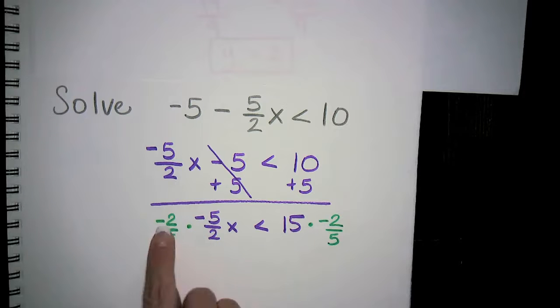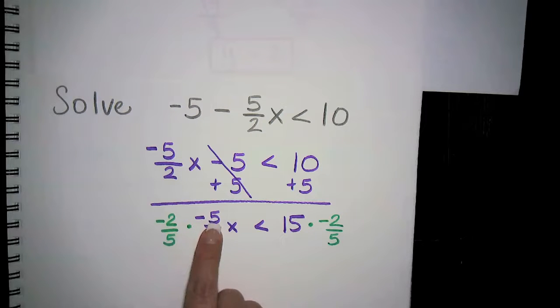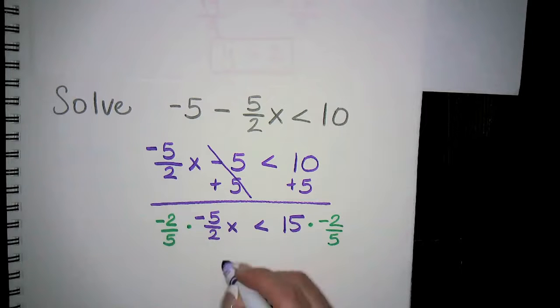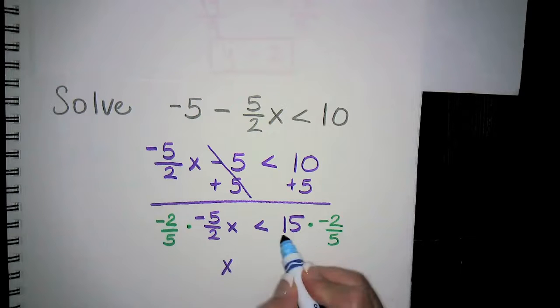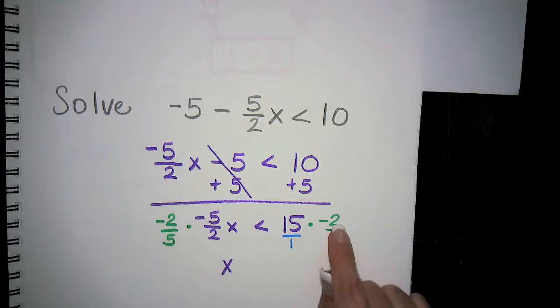Now watch what happens over here. Negative 2 times negative 5 is 10. 5 times 2 is 10. 10 divided by 10 gives me 1x. See, they cancel each other out, and so I'm left with 1x. Beautiful. Okay. Now over here on the right side, I'm going to think of this 15 as 15 over 1. I'm going to do 15 times negative 2, which gives me negative 30. And on the bottom, 5 times 1 is 5. So that's going to end up giving me a negative 6.